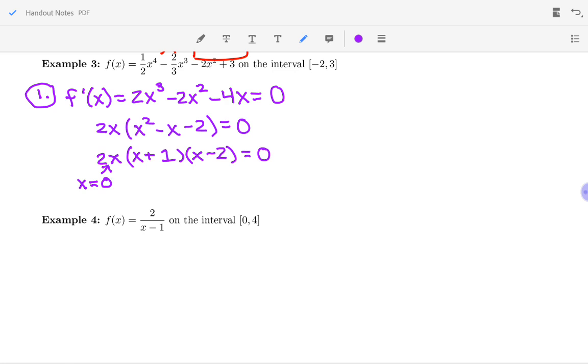Well, 2 times something to be 0 would be 0. X plus 1, to make that 0, we'd have to have a negative 1. And what makes x minus 2 0 is a positive 2. So we have 3 critical numbers that we would have to consider, as long as they're all 3 on the interval. If they're not, we don't have to consider their y values.